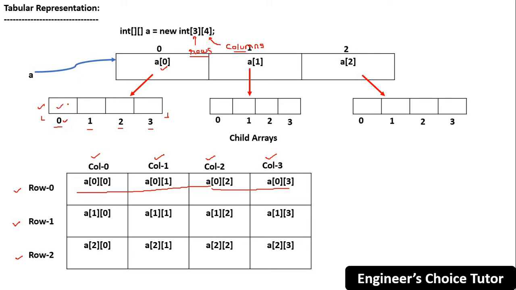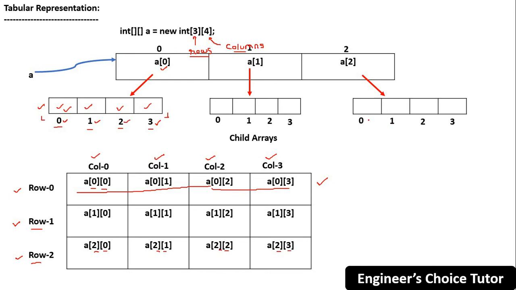To access this element you have to write a, then two square brackets, and you have to pass 0 0 here. Then only you will be able to access this element. For this, what is the combination? 0 and 1. For this, 0 and 2. For this, 0 and 3 is the combination. Fine. This is row 0. The same goes for row 1 and row 2 also. Let me show you row 2. So in row 2 we have 2 0, 2 1, 2 2 and 2 3.